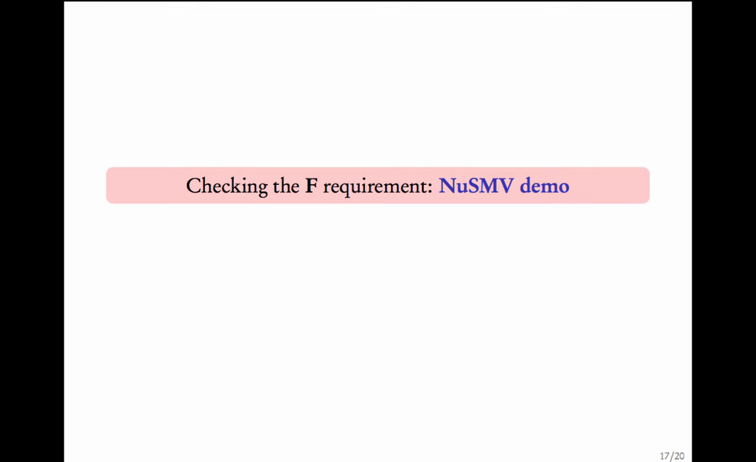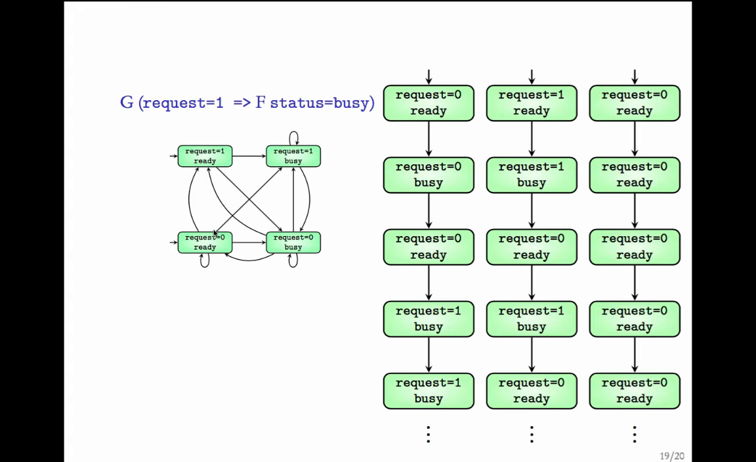We have seen a demo of the G and the F requirements. More interesting requirements can be written by combining G and F. We will look at one example. Consider the same transition system. The requirement that we ask now reads as follows. G of request equal to 1 implies F of status equal to busy. In English, this says whenever request is 1, status becomes busy sometime in the future.